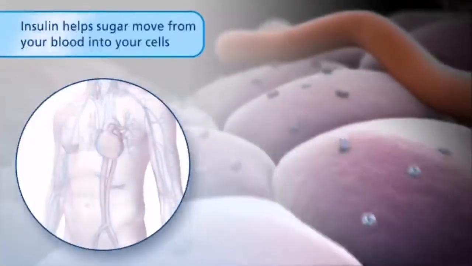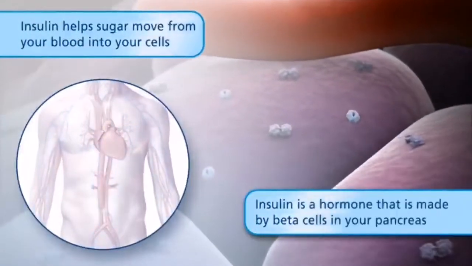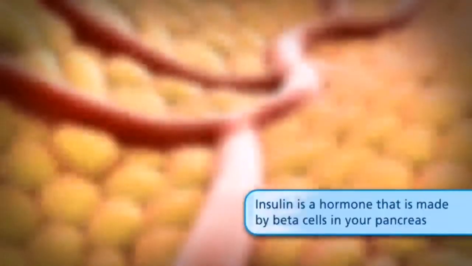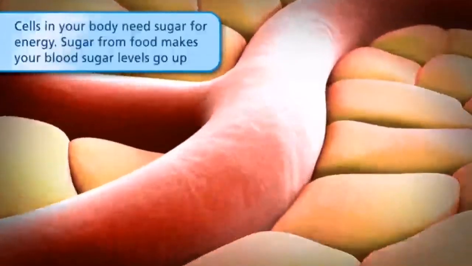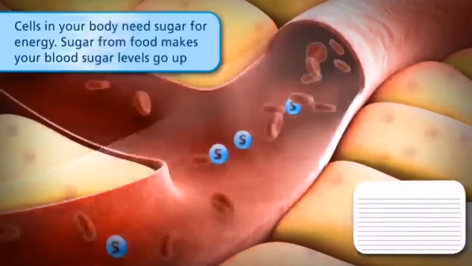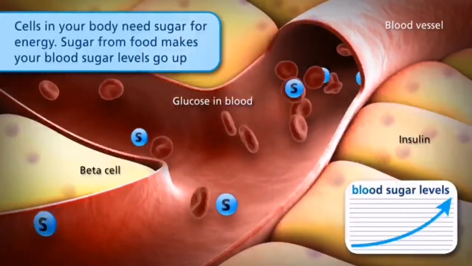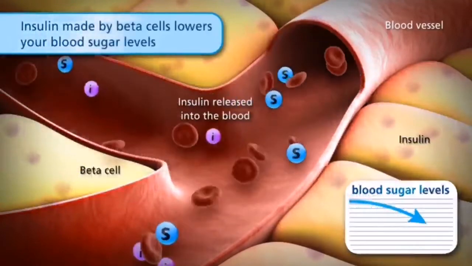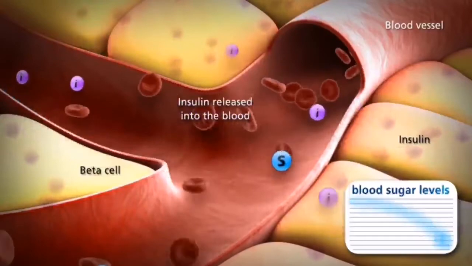Why is insulin important? Insulin helps sugar move from your blood into your cells. Insulin is a hormone that is made by beta cells in your pancreas. Cells in your body need sugar for energy. Sugar from food makes your blood sugar levels go up if it cannot get into the cells. Insulin made by beta cells lowers your blood sugar levels by helping sugar move from your blood into your cells.